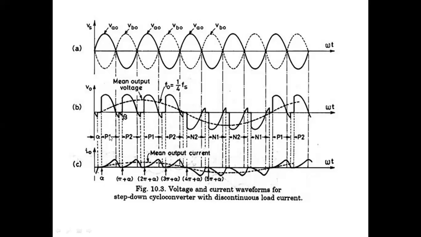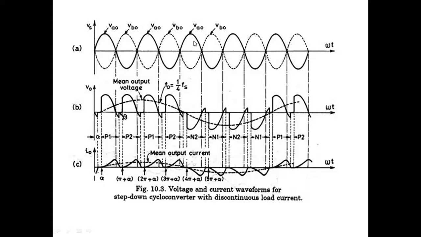When giving firing pulses to P1, P2, P1, P2 like this, for continuous 2 cycles, we are giving firing pulses alternatively to P1 and P2. Okay. Now, for 2 cycles, we are giving firing pulses to P1, P2.